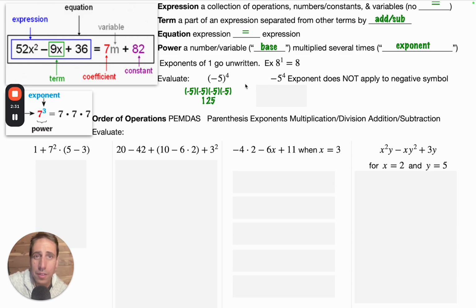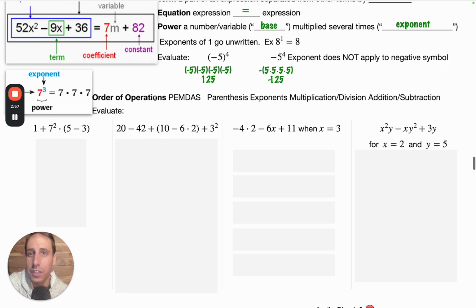However, if there are no parentheses, then the exponent does not apply to the negative symbol. This 4 only applies to the thing that's closest to it, which is this 5, and the negative only gets considered once. So you've got 5 times itself 4 times, and then you bring along the negative for the ride. Again, 5 times itself 4 times, and then bring along the negative. This answer over here was positive. This answer over here was negative.